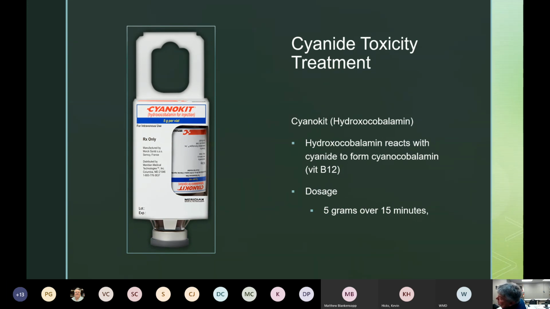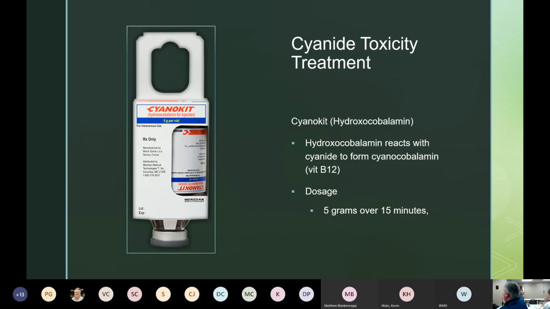So looking at the protocol here, it looks like Cyanokit is category A. They say not indicated in pediatrics. So category A, if indicated. There you go.